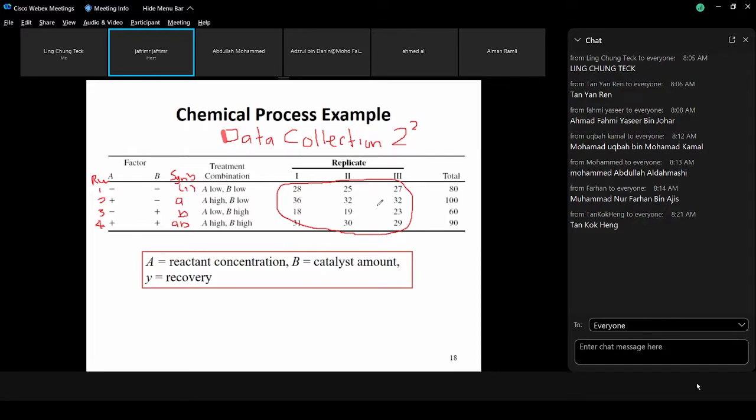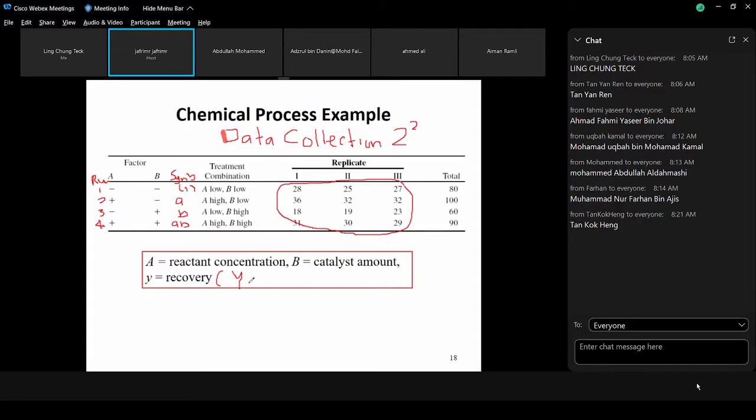I think for FYP1, you just plan your data collection matrix. But for FYP2, you start collecting the data here, and then start doing the analysis. Okay, this is your data collection matrix from the previous example, with factors A and B, and Y is the yield recovery or yield.